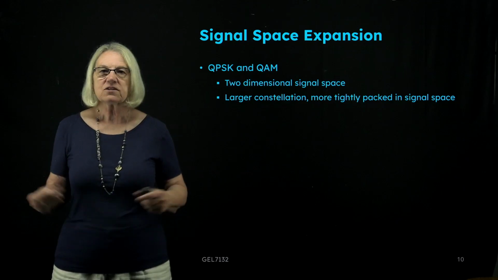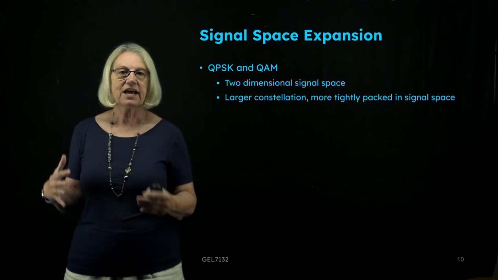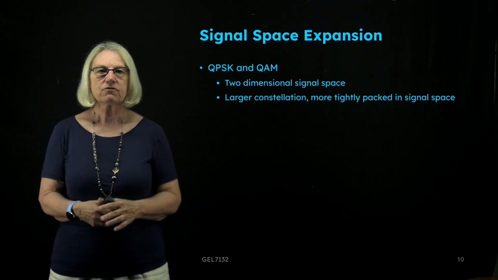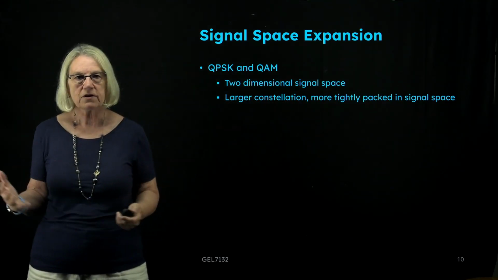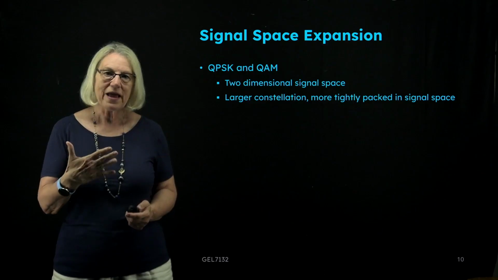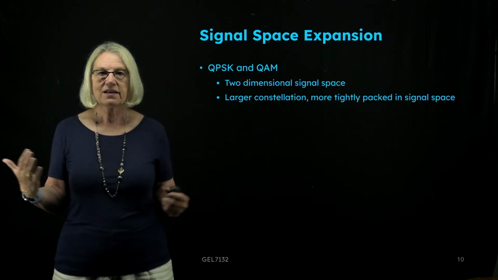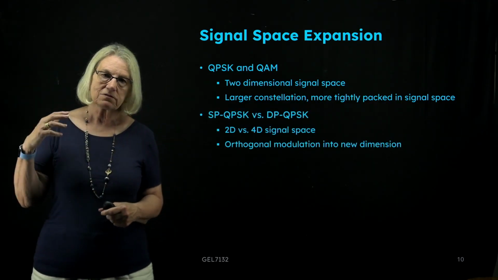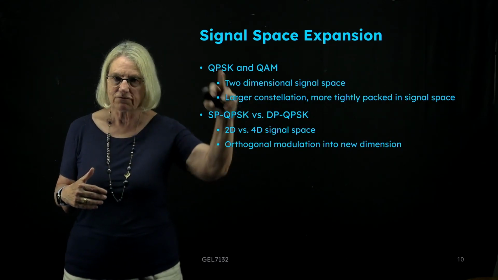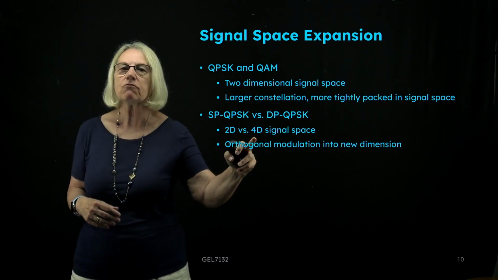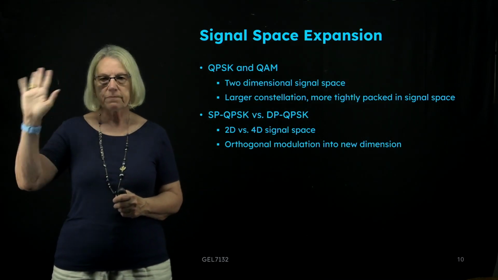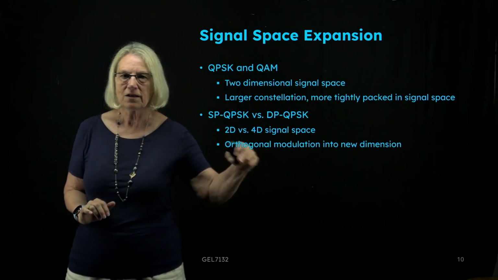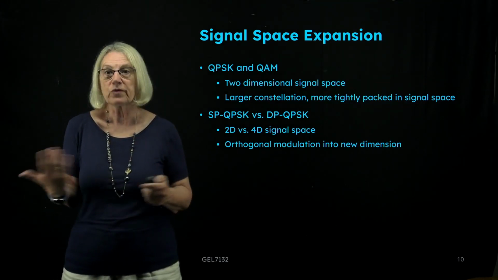So we have the signal space expansion. We've talked about how we could have the expansion from a single dimension, on-off keying, to the two-dimensional QPSK, and of course other two-dimensional formats, QAM, 16 QAM, and others. Because I'm in a two-dimensional space, as I'm scaling up to larger constellations, essentially that means they're getting more tightly packed in this two-dimensional signal space. Now when I talk about single polarization versus dual polarization for QPSK, it's no longer 2D, but now 4D, four-dimensional, because it's two-dimensional in one polarization and two-dimensional in the second polarization, and this orthogonal modulation is the new dimension that I'm creating.